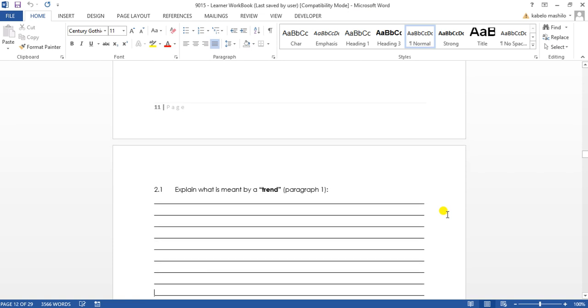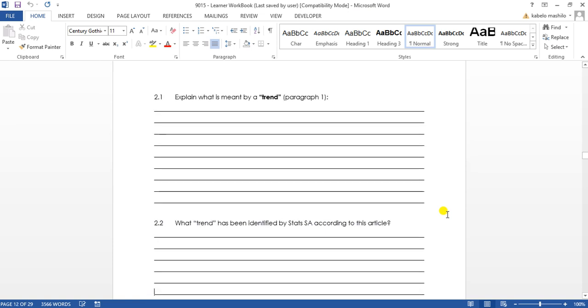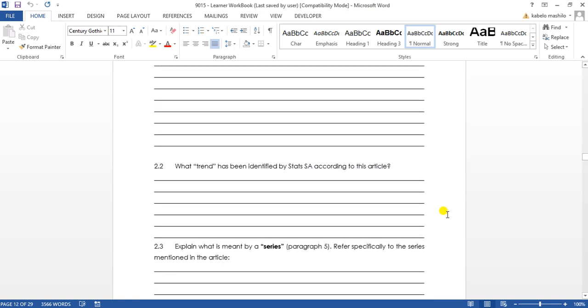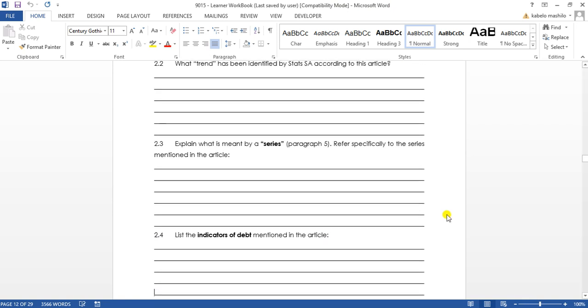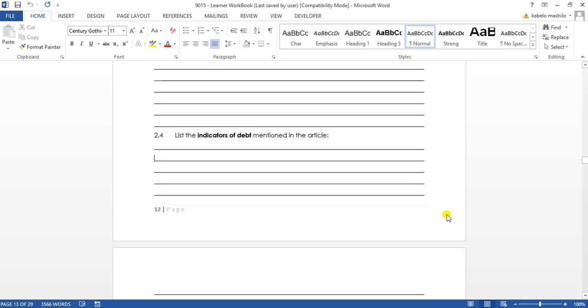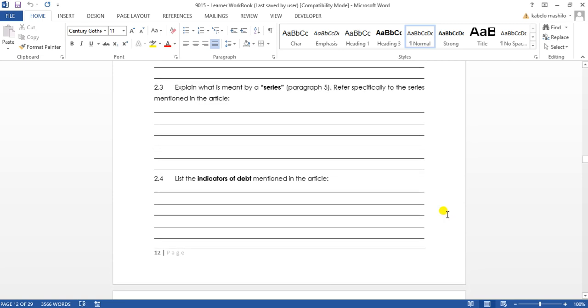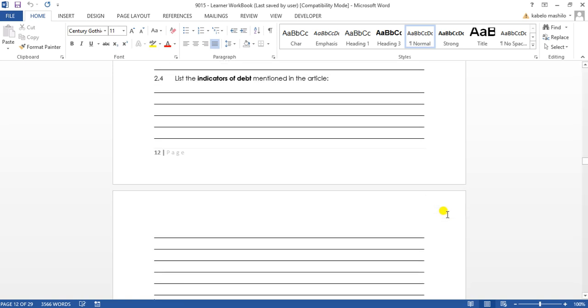Explain what is meant by a trend in paragraph 1. What trend has been identified by Stats SA according to this article? Explain what is meant by a series in paragraph 5. Refer specifically to the series mentioned in the article. Not the series. Please, guys, follow instructions. Refer specifically to the series mentioned in the article. List the indicators of depth mentioned in the article.